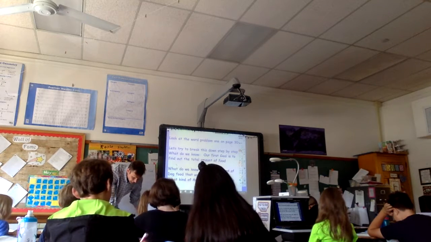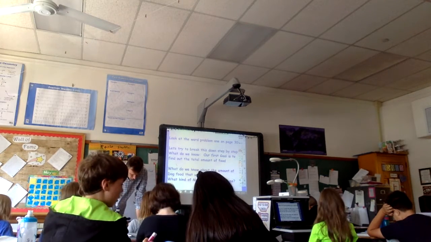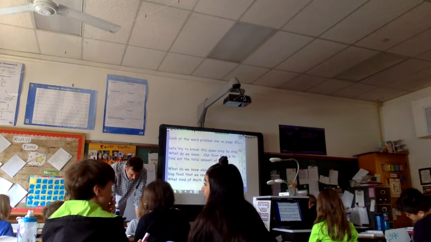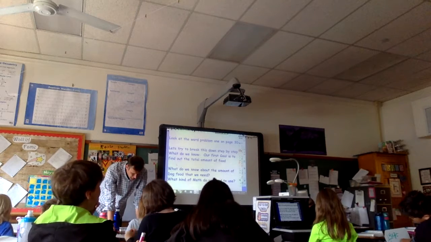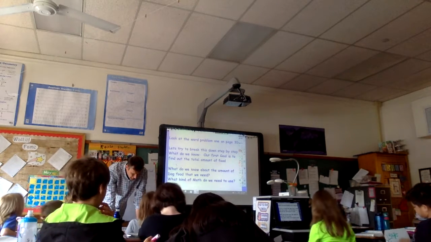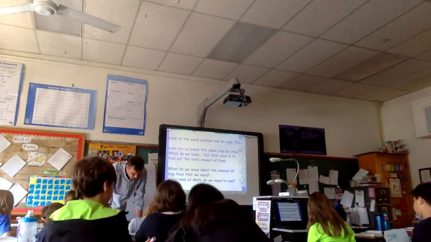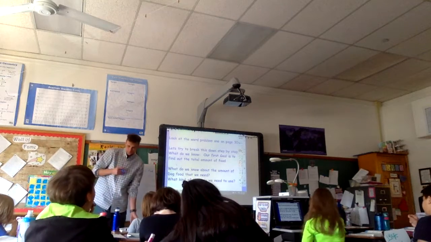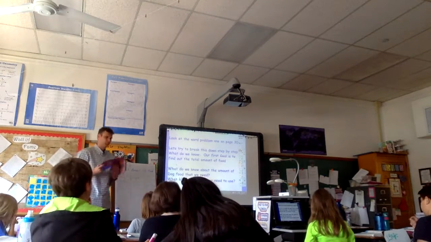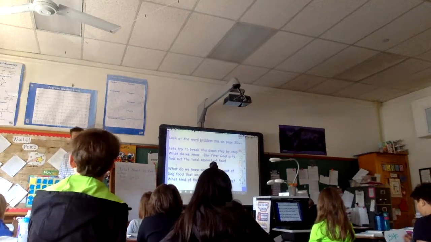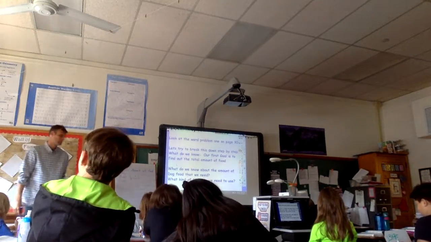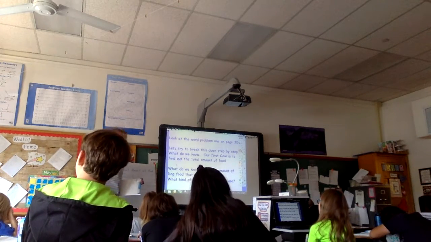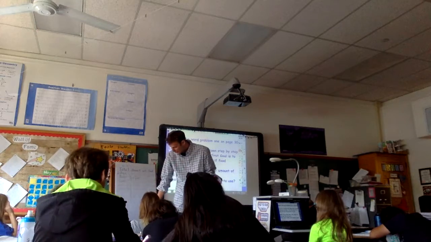What's 7 times 7? 7 times 7 is 49. So if it's 14, it's 49 plus 49. Okay, now divided by 8.